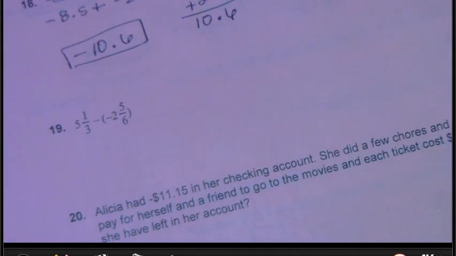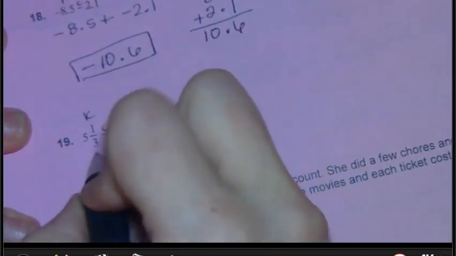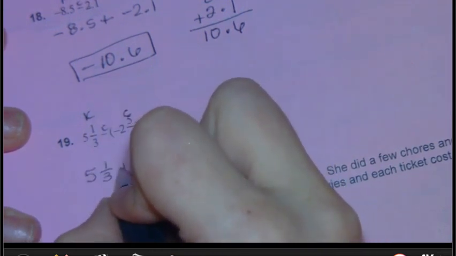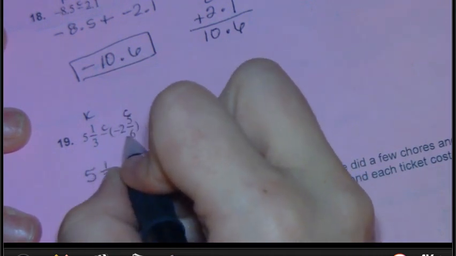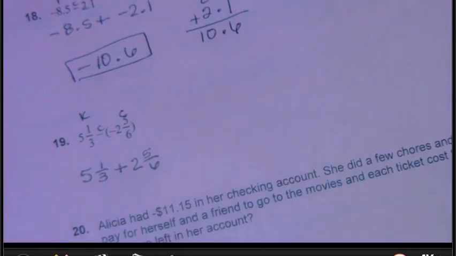All right, so it looks like for number 19, we have to do several things. So the first thing, let's go ahead and change this to an addition problem. So I'm going to do keep, change, change. So I'm going to keep 5 and 1/3. Subtraction changes to addition. And I'm going to change the value of this. And right now it's negative, so I'm going to change it to positive. Okay, so I have a positive plus a positive. So I'm going to add everything.